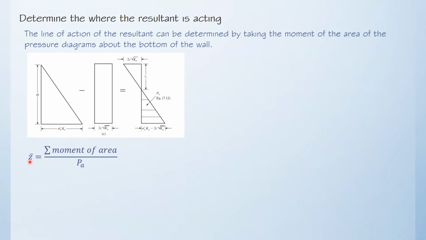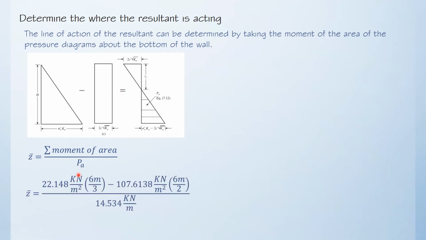So that simply becomes z bar equals the summation of the moment of area divided by the force per unit length. That becomes the area of the triangle, 22.148 kilonewton per meter, multiplied by the lever arm. If you take the summation of moment at this point, the lever arm for the triangle is 1/3, so if this is 6, this becomes 6 over 3. Minus the area of the rectangle, 107.6138, whose lever arm is half, so that becomes 6 divided by 2, all divided by the force per unit length.